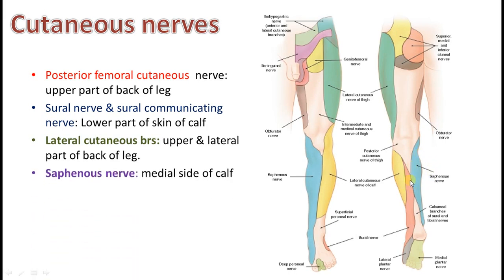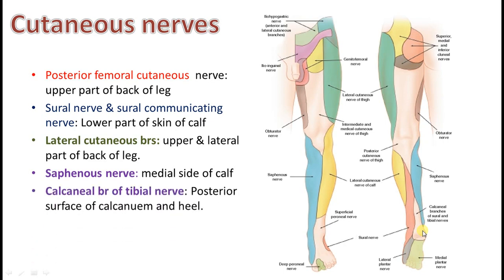The saphenous nerve mainly supplies the medial side of the calf and leg region, and the medial border of the foot. Then the heel region is mainly supplied by the calcaneal branch of the tibial nerve, so the posterior surface of the calcaneum and heel region is supplied by it. So these are the branches: posterior femoral cutaneous nerve, sural and sural communicating nerve, saphenous nerve, lateral cutaneous nerve of calf, and the calcaneal branch of the tibial nerve.